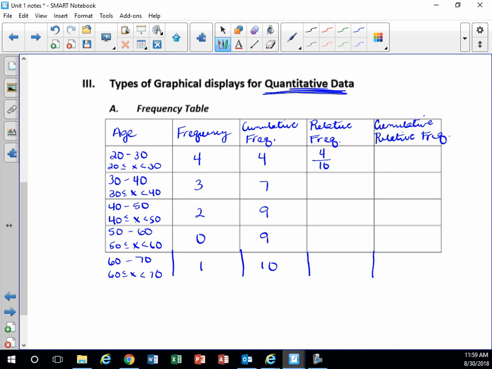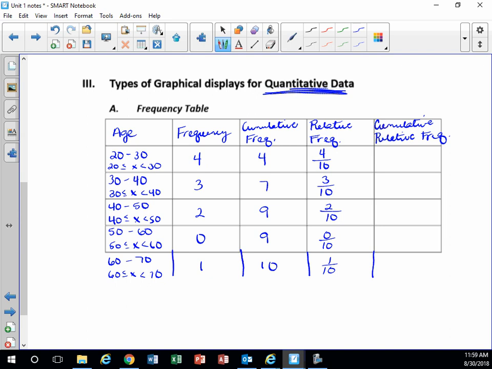So 4 of the 10 were in this first age subgroup. Okay. 3 out of 10 were from 30 to 40. 2 out of 10, 40 to 50. You can say 0 out of 10 or just 0 for the next one. Doesn't matter. And then 1 out of 10. So it's very easy to see the percentages within each subgroup of the ages.